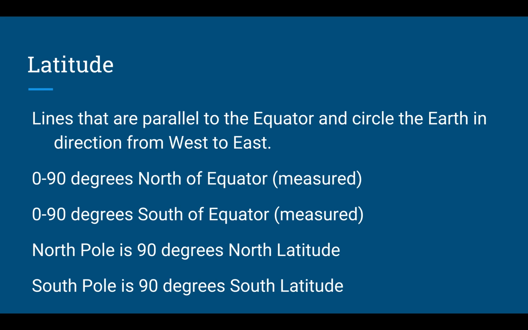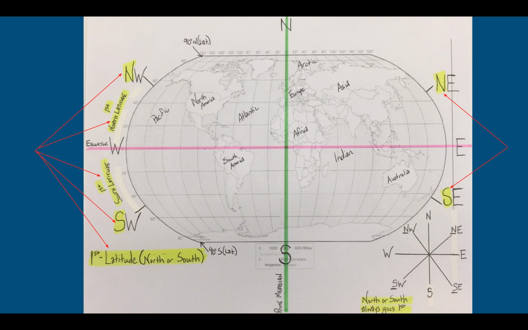The North Pole is 90 degrees north latitude. The South Pole is 90 degrees south latitude. And remember, everyone, North and South Pole are super, super cold because they are very far away from what? Hopefully remember, the equator. The closer you are to the equator, the warmer it is. The further away you are from the equator, the colder it gets.